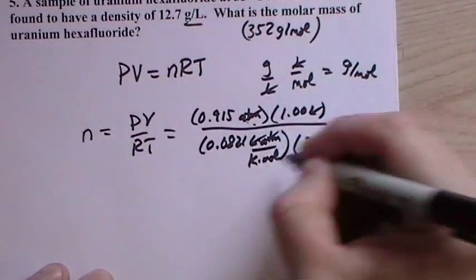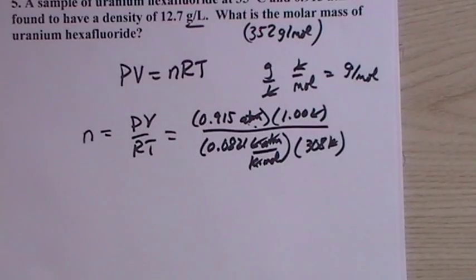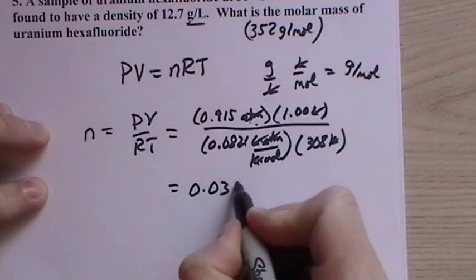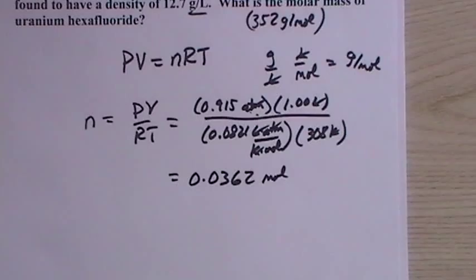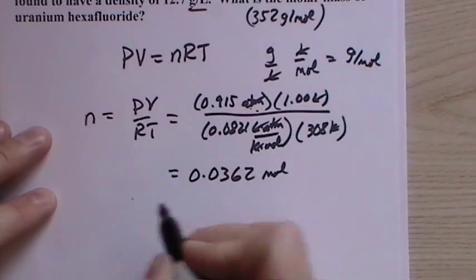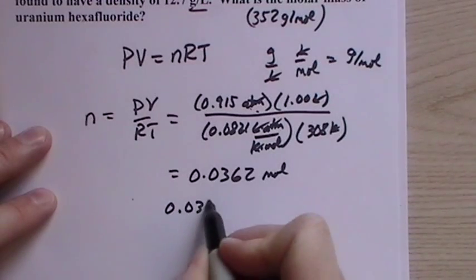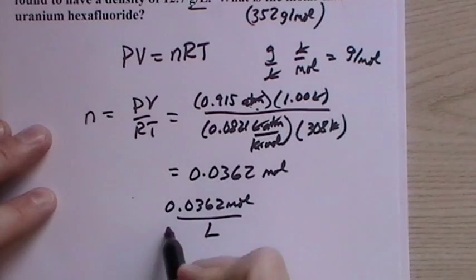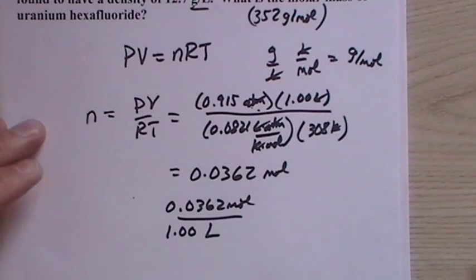Atmospheres, liters, K. I could just use the information from the previous problem, but I'm going to work it out again here. And we end up with 0.0362 moles. So the concentration here is going to be 0.0362 moles per liter. I could say 1.00 liters. So that is going to be our concentration.